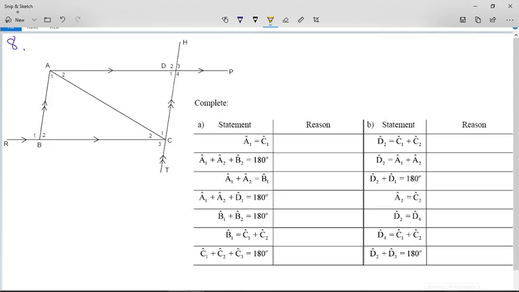Remember, you must give geometry reasons always in every single question that you do. So our job here is to identify the angles and then decide if this statement is true and if so, why. So it says A1 is equal to C1, which is over here.